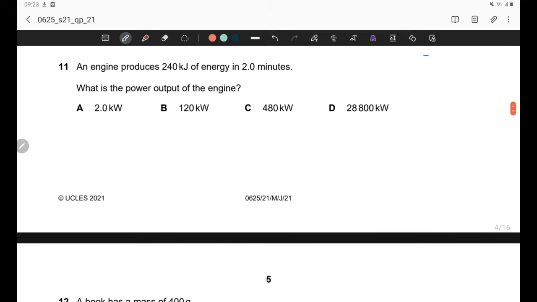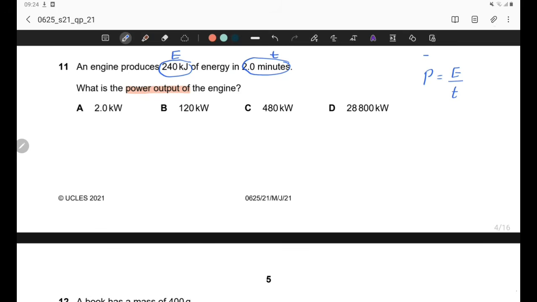Question 11. An engine produces 240 kilojoule of energy in 2 minutes. So time and energy are provided. What is the power output of the engine? We need to calculate power. The equation of power is rate of change of energy, or rate of change of work done. That is P is equal to E over T. This is another equation you have to learn by heart.